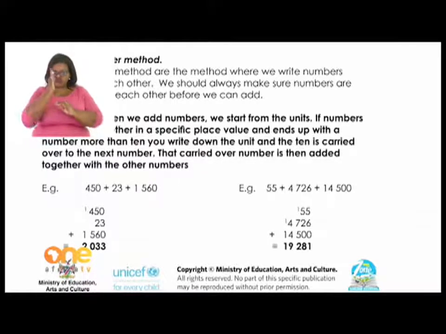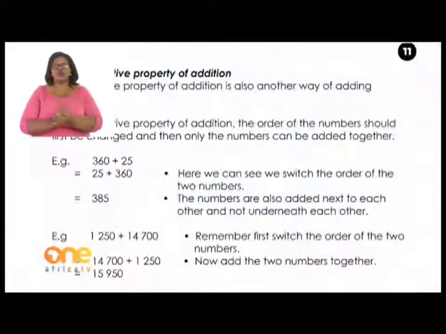Now we continue on to page 11 with another way of adding. And here we have the commutative property of addition. Now let's see, what is the commutative property of addition? In the commutative property of addition, the order of the numbers should be changed first, and then only the numbers are added together. Let's read that sentence again. In the commutative property of addition, the order of the numbers should first be changed, and then only the numbers can be added together. Now let's go to an example.